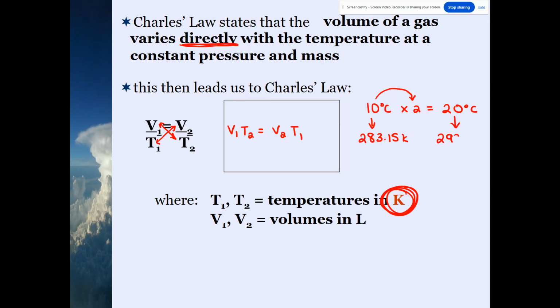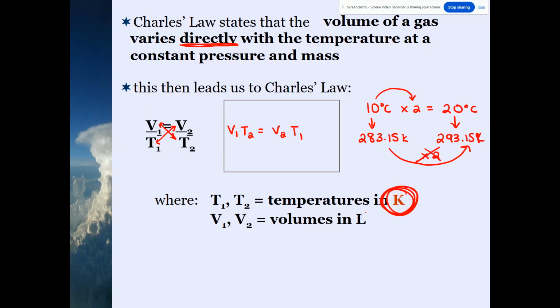And when the temperature in degrees Celsius doubles, it becomes 20 degrees Celsius, which is only 293.15. So the temperature in kelvins does not double. In order for the volume to double, the temperature in kelvins has to double, okay? So doubling the degrees Celsius does not double the temperature in kelvins. That's why, as I mentioned before, that direct relationship has to be with the Kelvin temperature, okay? This is an X, this is not doubling, okay?